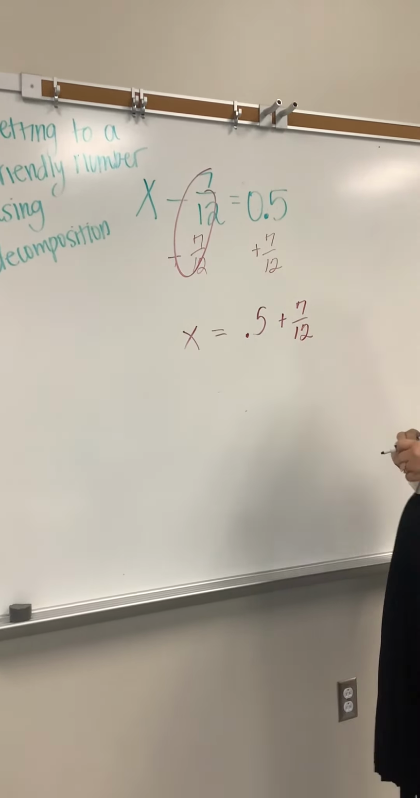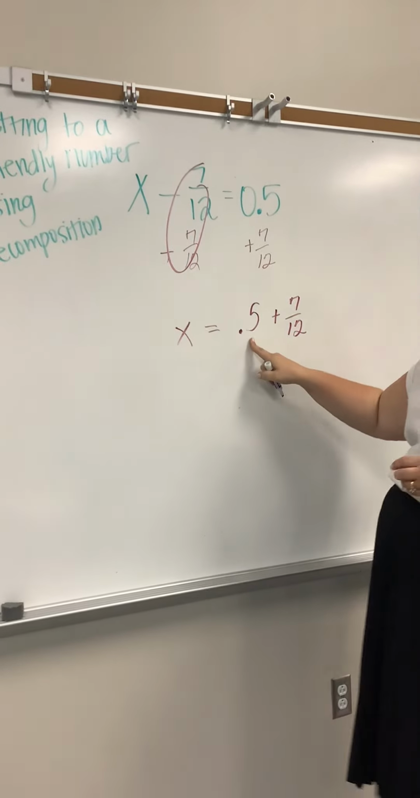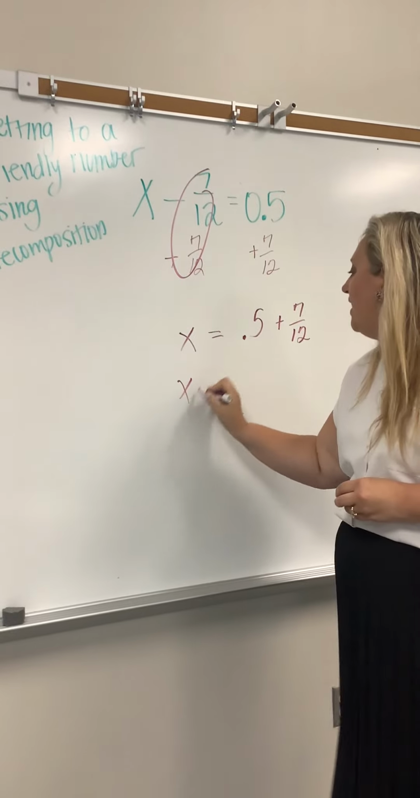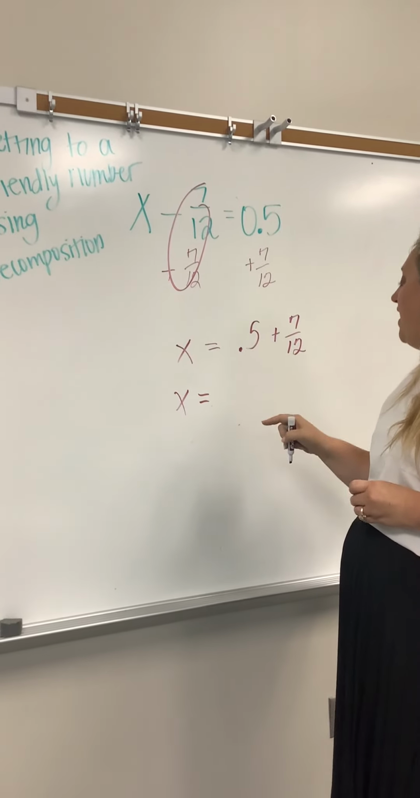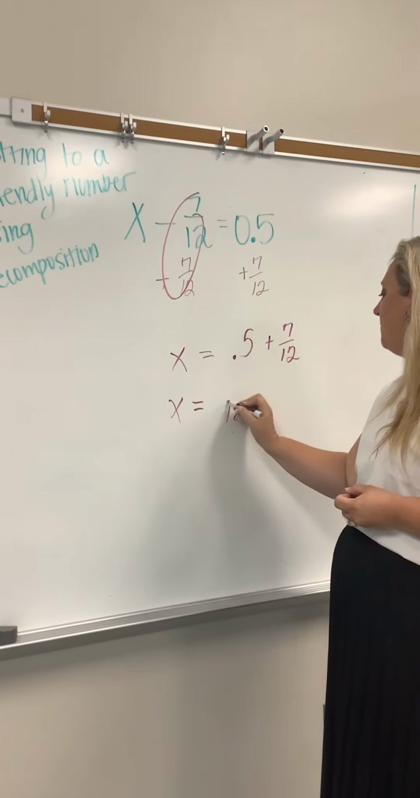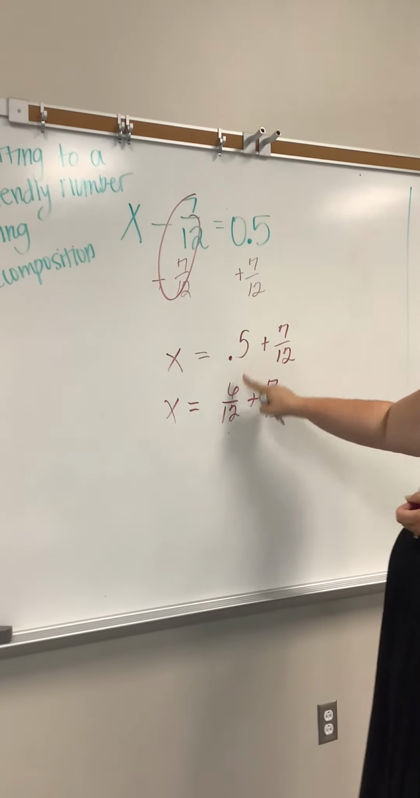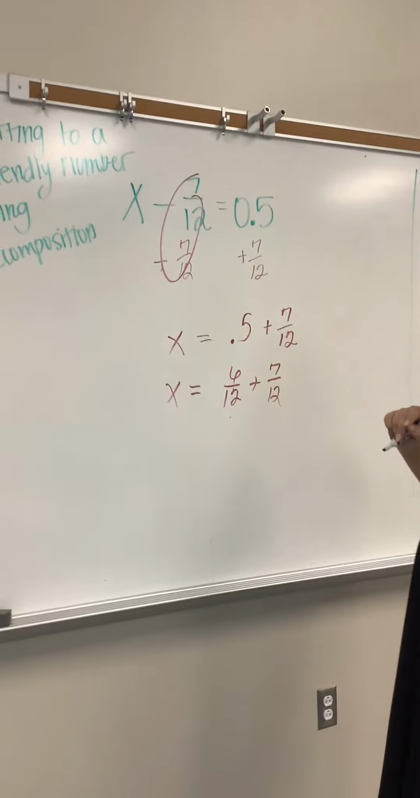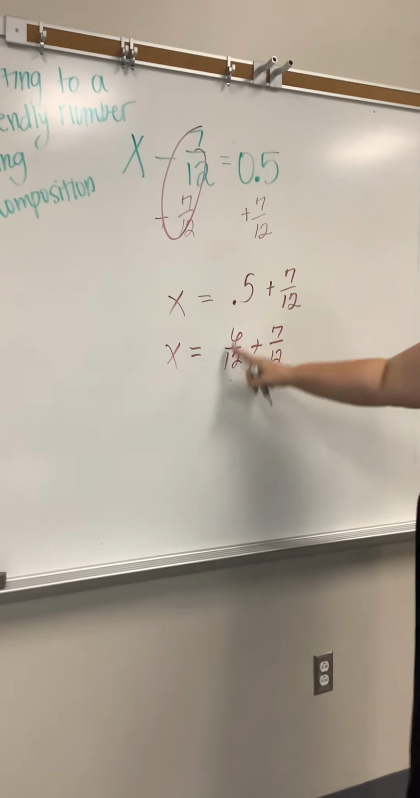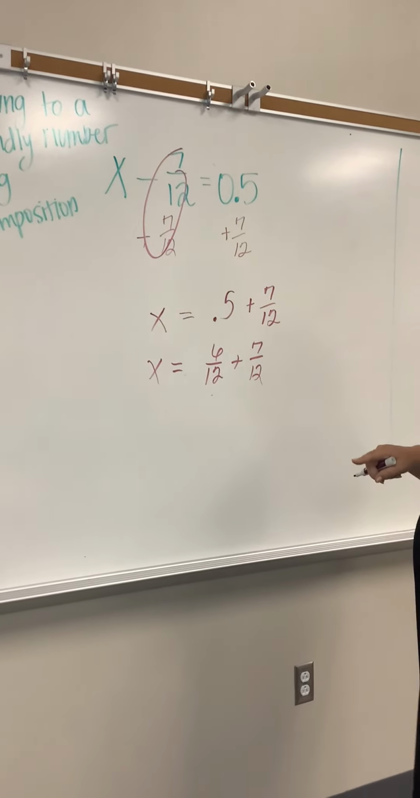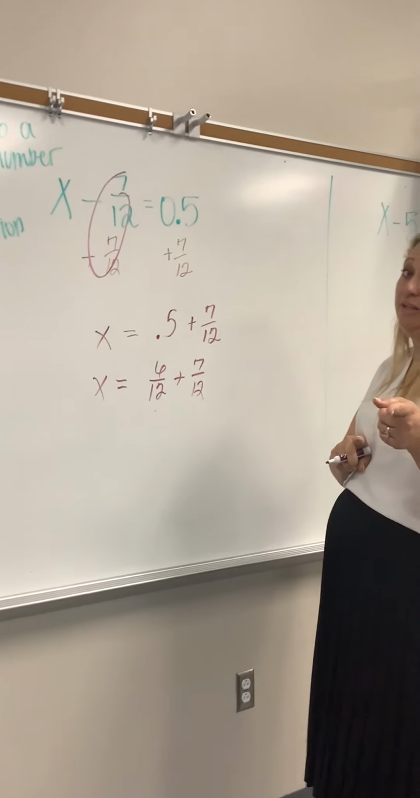Okay, and we're going to think about taking our rational number in decimal form and turning it into fraction. So I'm going to say that x is, let's see, if I have a half of 12 is 6. So I have 6/12 plus 7/12. So turning my 5/10 into 6/12. Okay. So one way of simplifying this expression is to think about how I can decompose one of my addends to get the other one to a friendlier number.